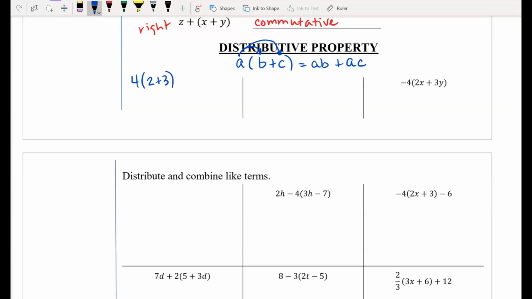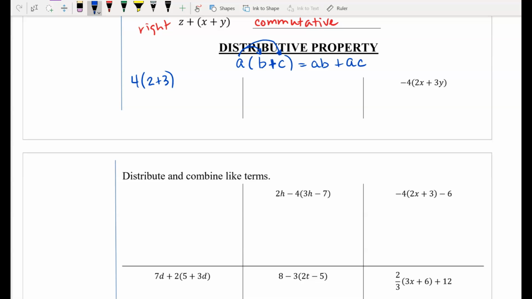Now it does not matter if A and B and C are letters or numbers or a combination of those things. When you see something out front multiplied by a group and inside the group there's addition going on, so that addition is important, then you need to use distributive property. Let's look at it with a number.